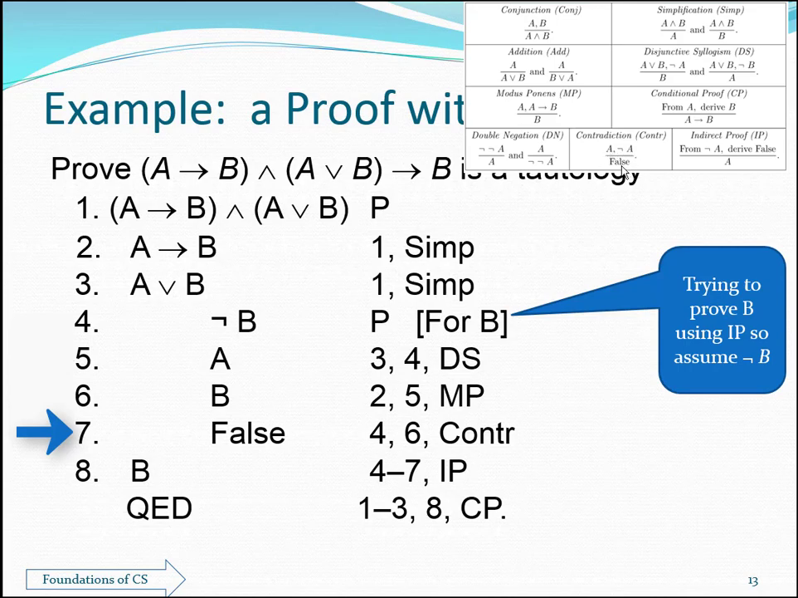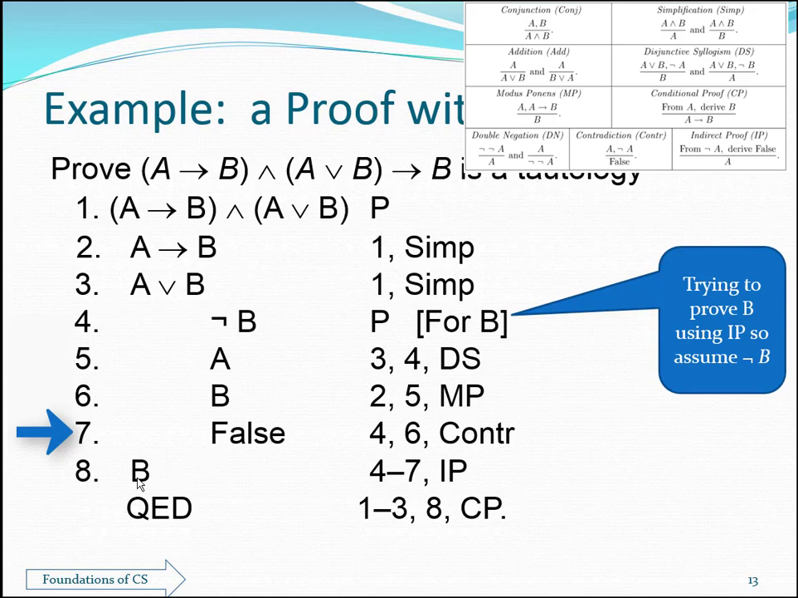A and not A implies false. That's not B and B. Same thing, false. So from line 4 and line 6, we use the contradiction to say false. Okay, now if this were just the end of our proof, if we weren't in a subproof, then we would write QED and all this stuff with IP, right? But we're in the subproof.